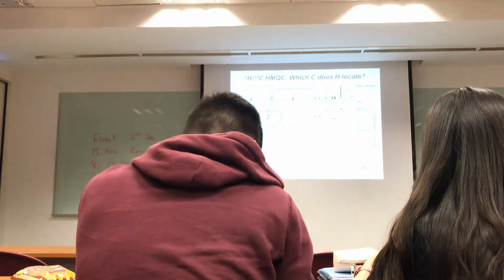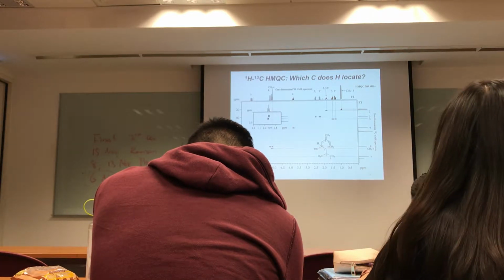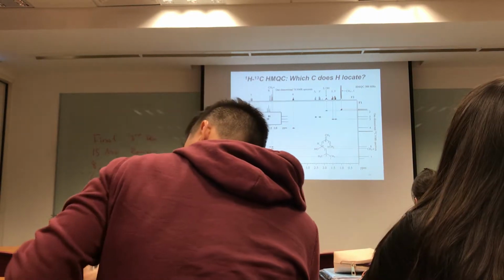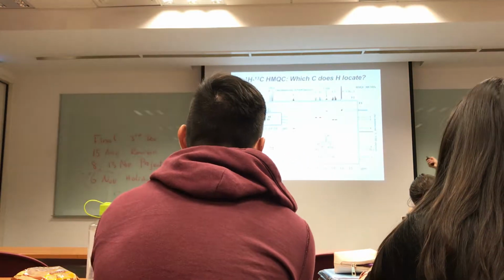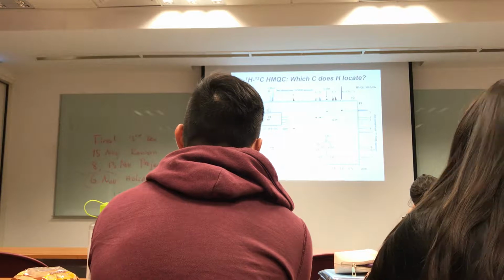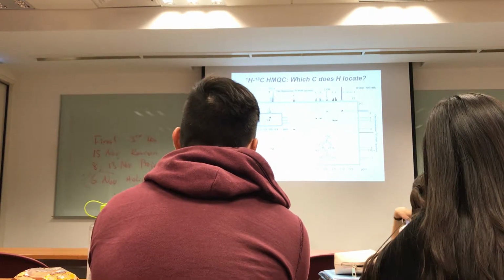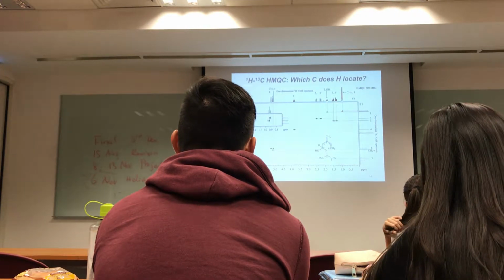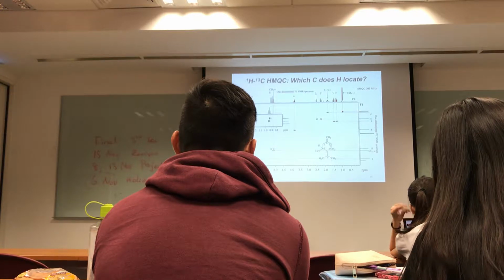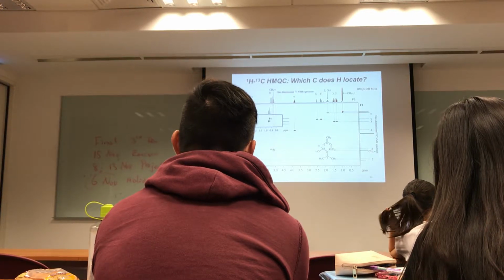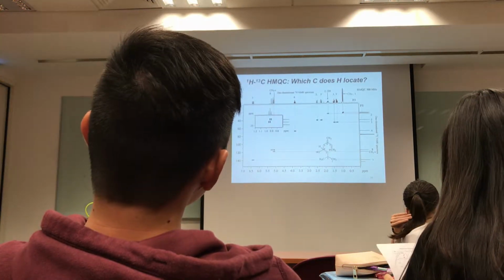After COSY, you know which proton is coupled to which one. Now the next question you will ask is, on which carbon does this proton signal sit? That is HMQC. HMQC has two dimensions. One dimension is the proton chemical shift, that's one frequency. The other one is the carbon chemical shift dimension, another frequency for carbon.